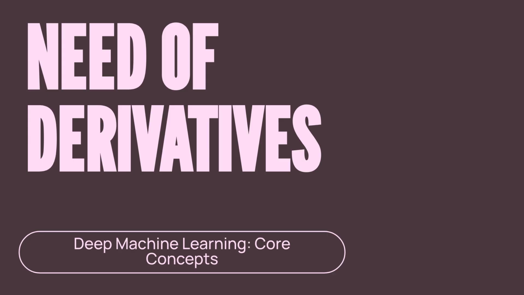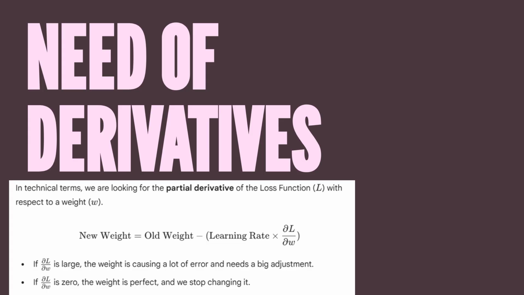The derivative acts as a compass. It calculates the slope of the error. If the slope is steep, the network knows it needs to make a big adjustment to that weight. If the slope is flat, it knows it's getting close to the truth. Using the chain rule, these derivatives flow backward through the layers, a process called backpropagation. It's a global performance review, updating every single neuron so that next time, the error is smaller.